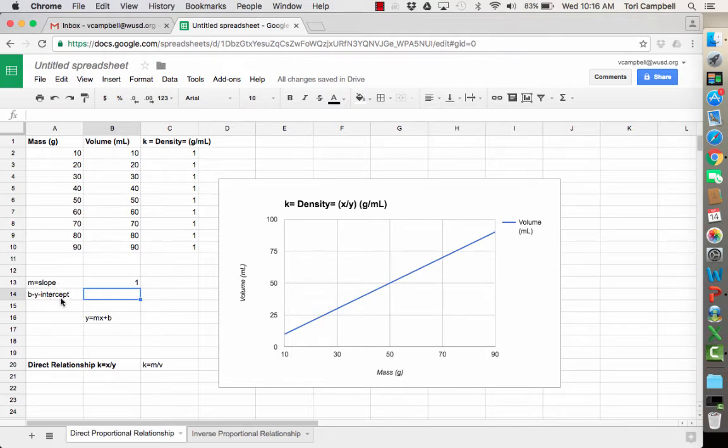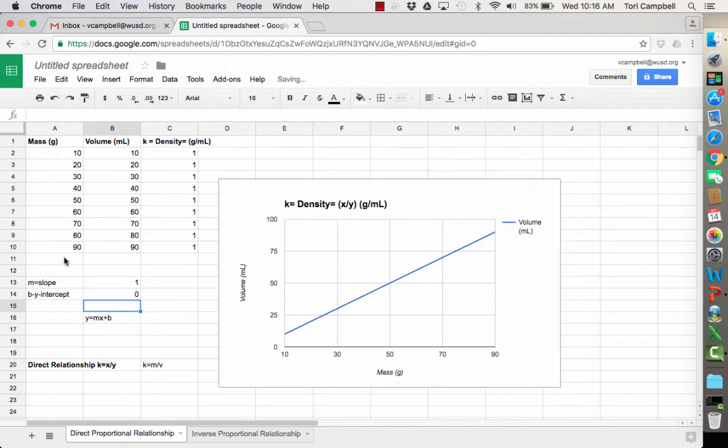To find the y-intercept, it's the exact same equation, except you would press equals, intercept. Google already knows that's what I want, so it pops up with intercept, and then I highlight my y data, comma, highlight my x data, close the parentheses. So now I have all the variables for the equation of my line.